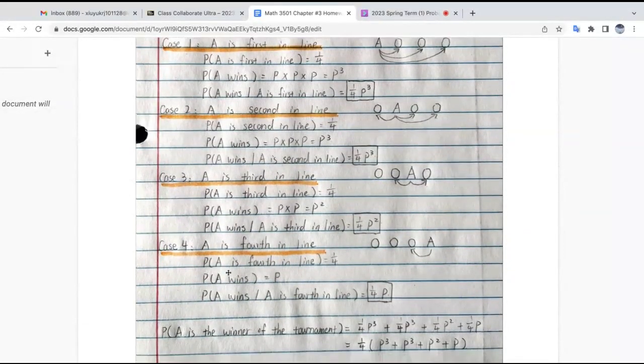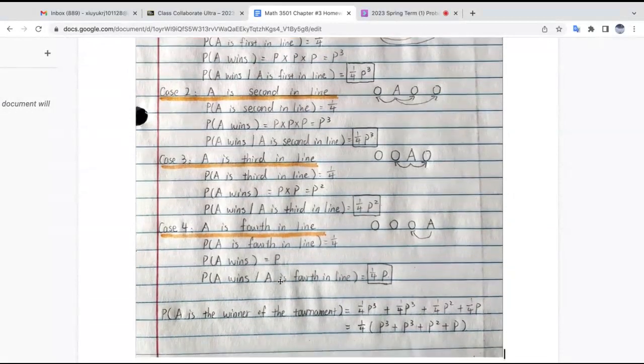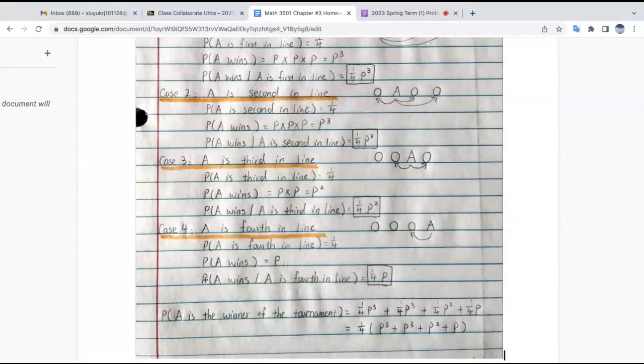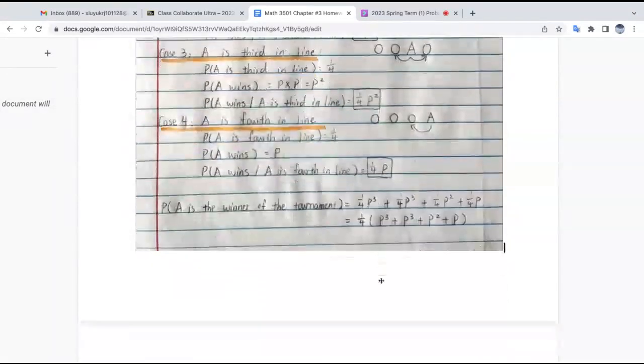And case 4, A is fourth in line. So the probability of A in the fourth line is 1 over 4. And if A needs to be the winner, that means A needs to win against the third person. So the probability of A wins is equal to P. So the probability of case 4 is 1 over 4 times P.